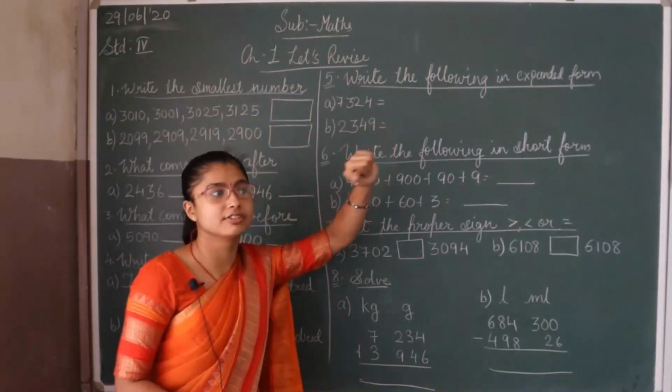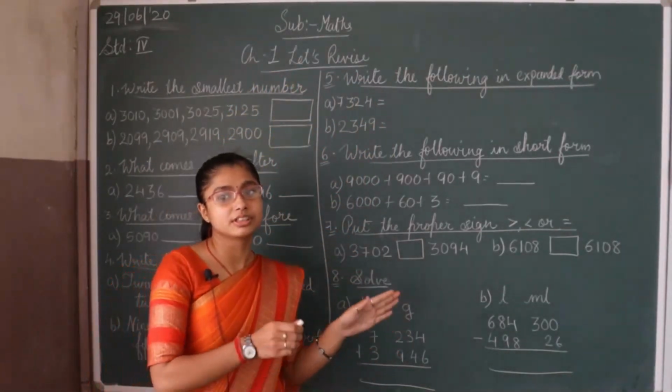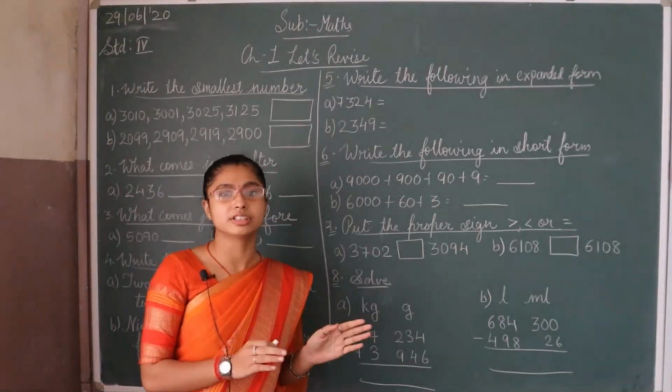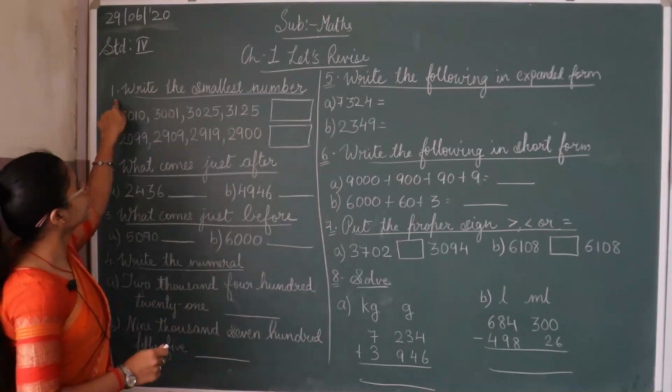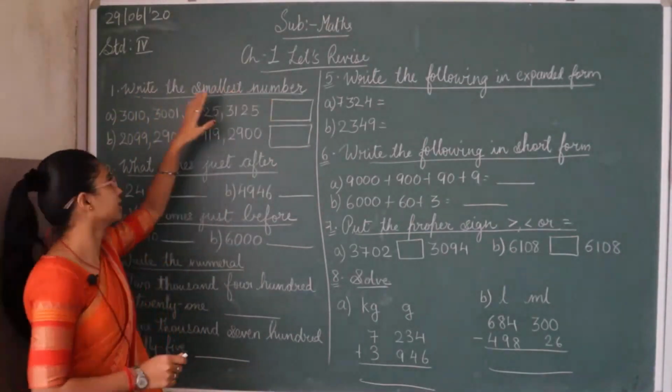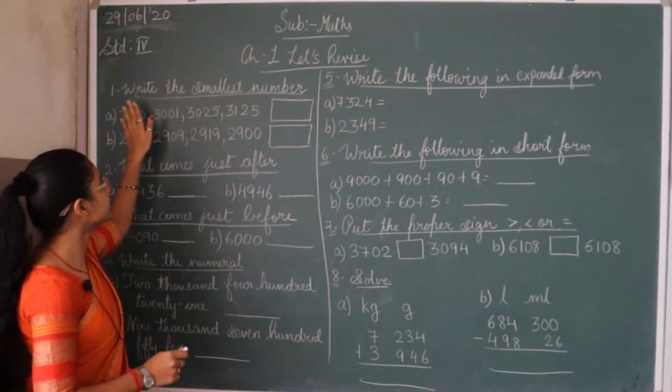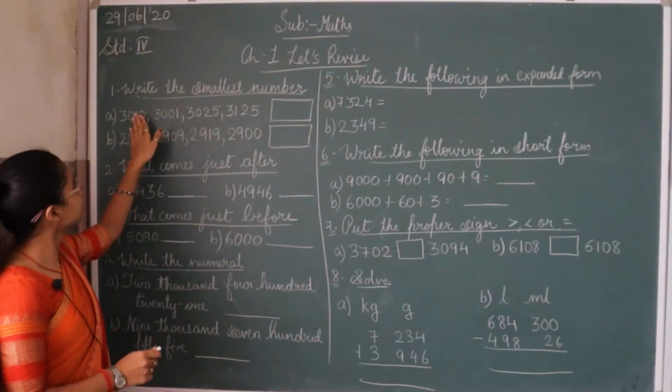Today I will be teaching you maths of standard 4th, in which your first chapter is Let's Revise. Let's Revise means you have to do the revision of whatever you have learned in standard 3rd. So we will start now. First is write the smallest number. Here numbers are given. From these numbers you have to write the smallest number.